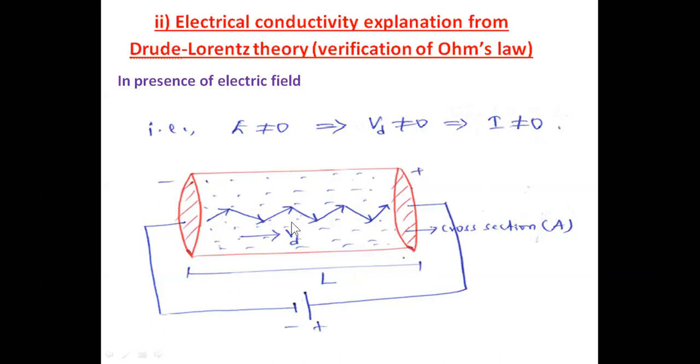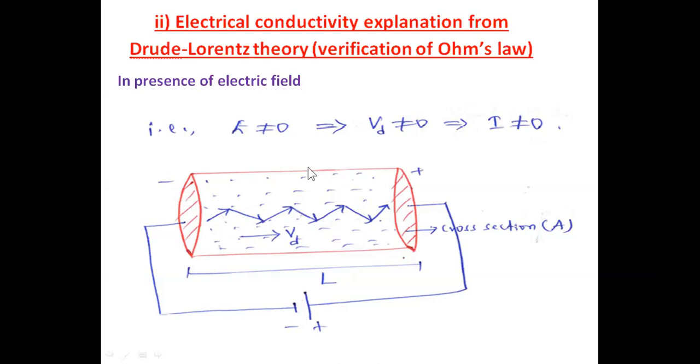Here, the net velocity obtained by the electrons in presence of electric field is also known as something called drift velocity, which is represented by V suffix d. Drift velocity means what? The net average velocity obtained by electrons in presence of electric field is known as drift velocity, which is responsible for the net current in presence of electric field in case of metals.